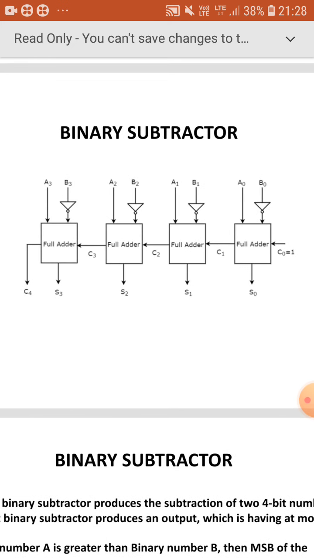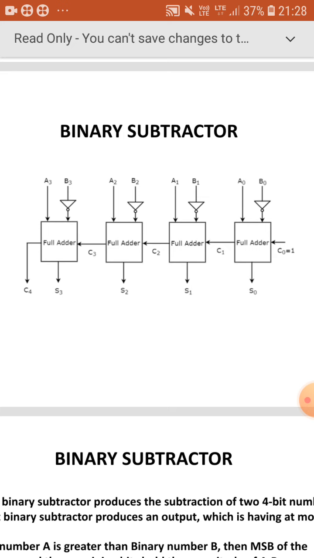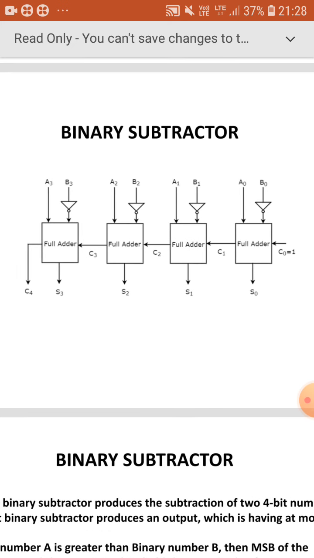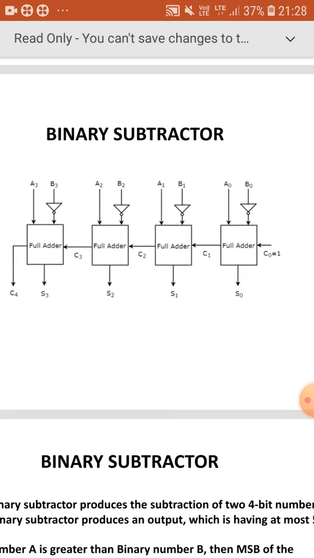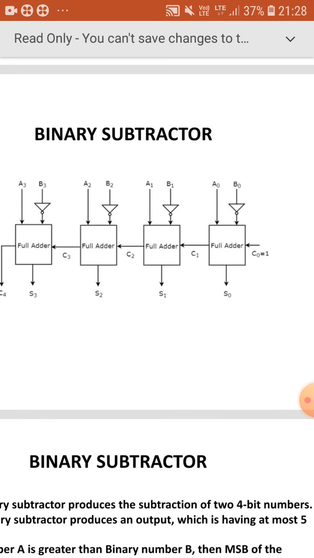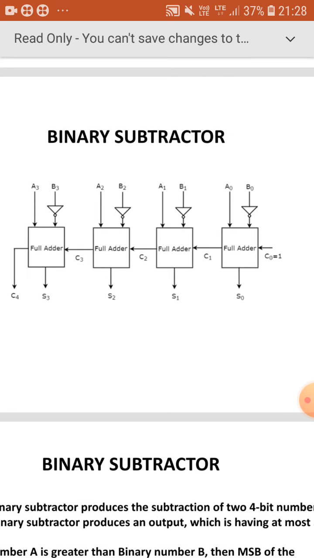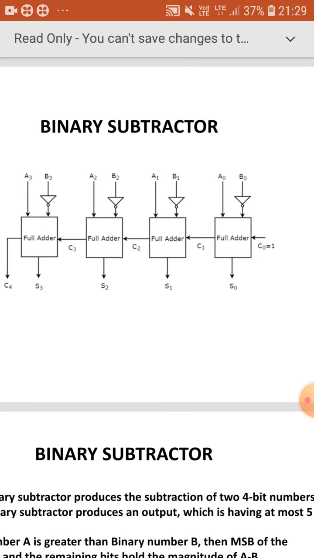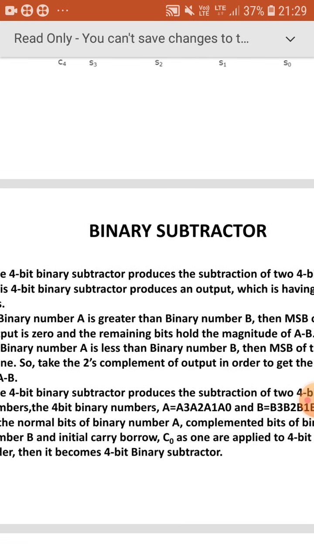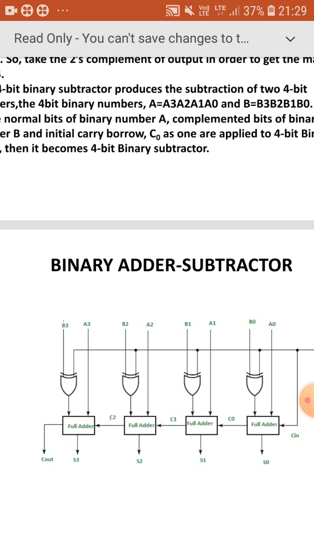To take the 2's complement, we are using NOT gates for getting the 1's complement. Then we are adding 1 by setting C0 equal to 1. So this acts as a binary subtractor. Thank you.